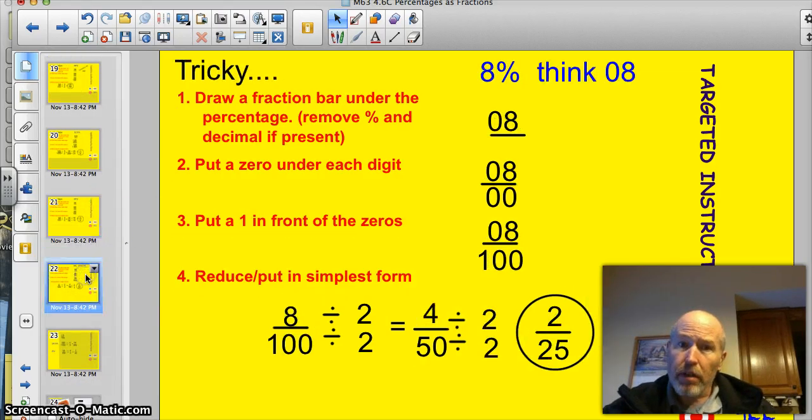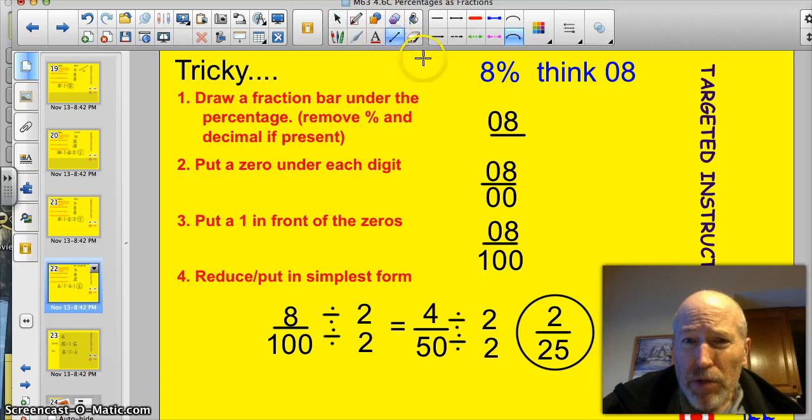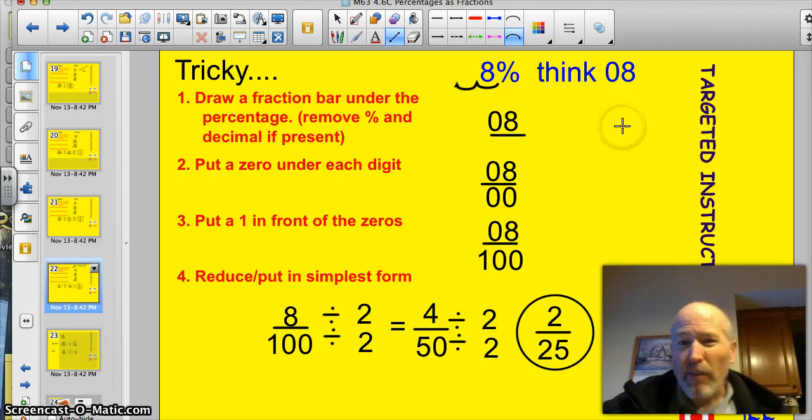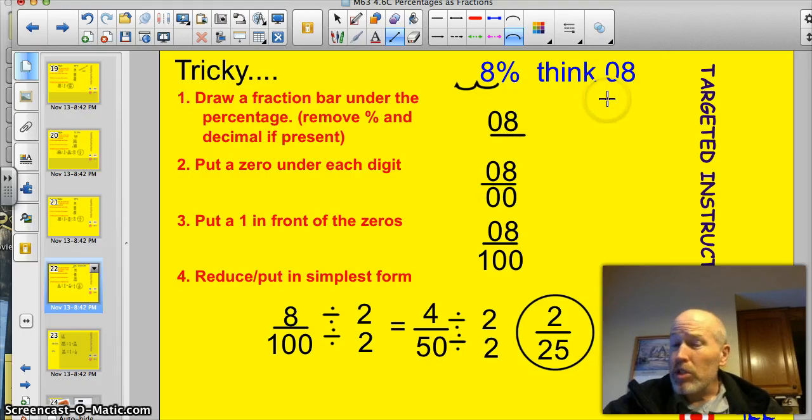I think it's right here. Yes. 8%. Well, if you're going to use the shortcut method, you have to remember, you have to think of that as 0.8. Because remember, we are moving this 2 spots to the left. If we move it 2, we've got to have a placeholder there, dividing by 100. So single digits, you have to think of it as 0.8, and then the system works. Put it in a fraction bar. Put a 1 in front of the both zeros, and then simply reduce into 2/25.